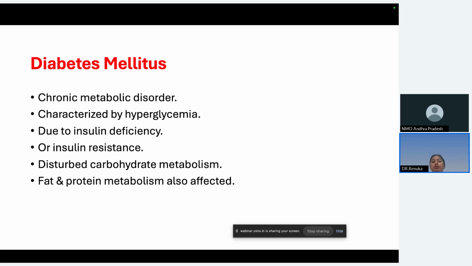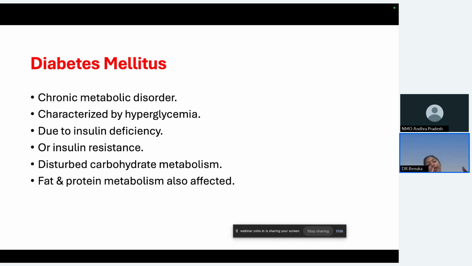Coming to the clinical part of insulin, which is diabetes. Diabetes is basically a metabolic disorder. We all know this. It is characterized by hyperglycemia, high blood sugar. Why does this hyperglycemia occur? Because of insulin deficiency. We all know that insulin is the anti-diabetogenic hormone. It reduces the blood sugar. So whenever insulin is not present, blood sugar increases, hyperglycemia occurs. That is where diabetes mellitus comes into the picture.